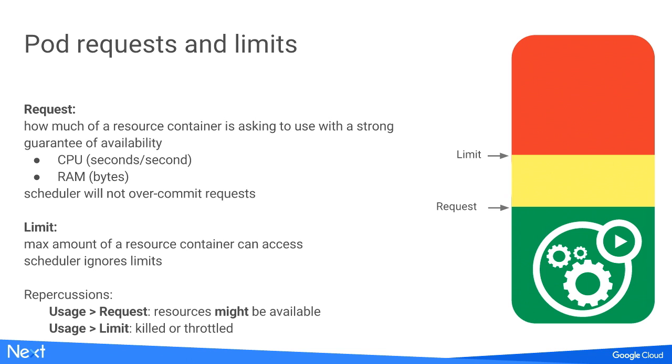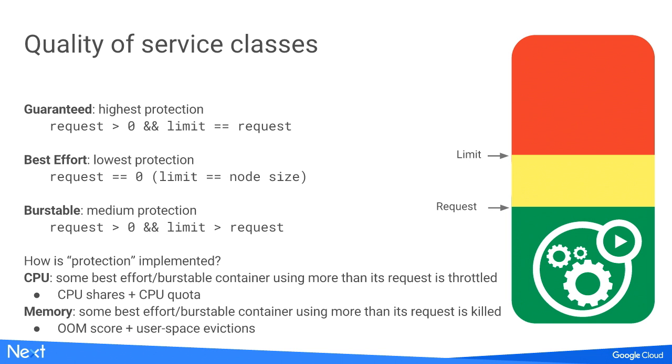Now, a pod actually inherits all these requests and limits that are defined at the container level. So a pod request becomes the sum of all the container requests, and a pod limit becomes the sum of all the container limits. Okay, so based on your requests and limits, the scheduler actually figures out what the quality of service is for your pod.